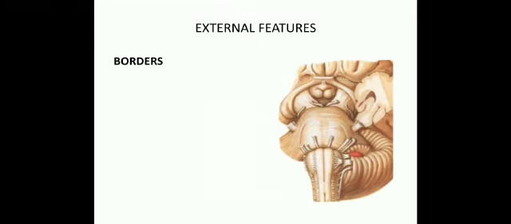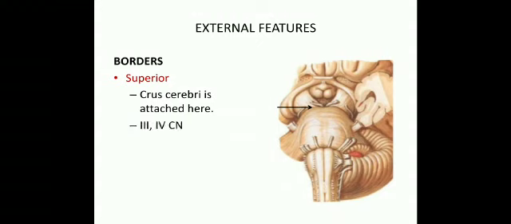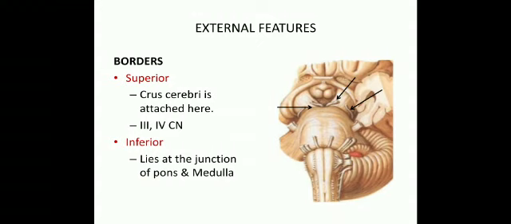So the pons is having two borders, the superior border where there is the crus cerebri, and the third nerve, the oculomotor, and the fourth nerve, the trochlear nerve, is seen in this border. The inferior border lies at the junction of pons and medulla. So here again the sixth, seventh and eighth cranial nerves are attached, that is the abducent, facial and the vestibulocochlear nerve.